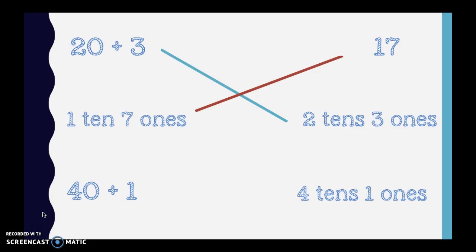Don't just draw a line, friend, going from 40 plus 1 to 4 tens and 1 one, unless for sure you double check and they make sense. But they do. 40 plus 1 is exactly the same thing as 4 tens and 1 one. Wow, you are so good at this.